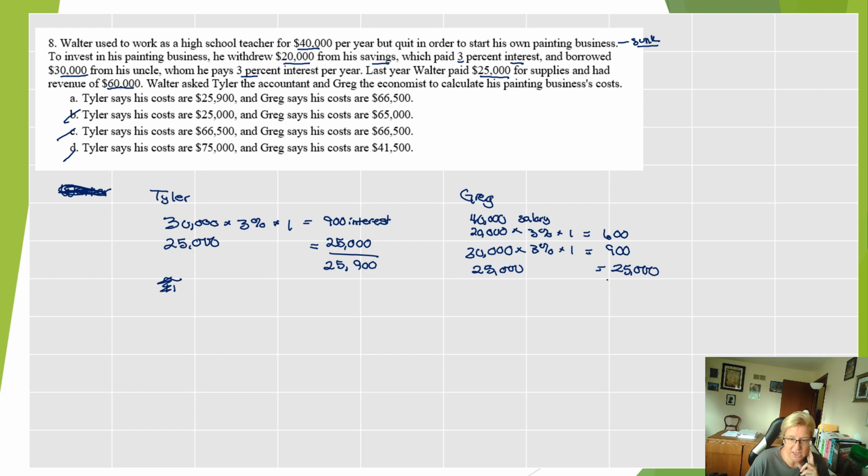And if we add all of these up, what we get is $66,500. So what the economist does is really look at everything here. And yeah, I know that the $40,000 is a sunk cost, but we're going to say that perhaps he could still be doing that, right? So that is an opportunity cost rather than a sunk cost. I kind of misspoke at the beginning.